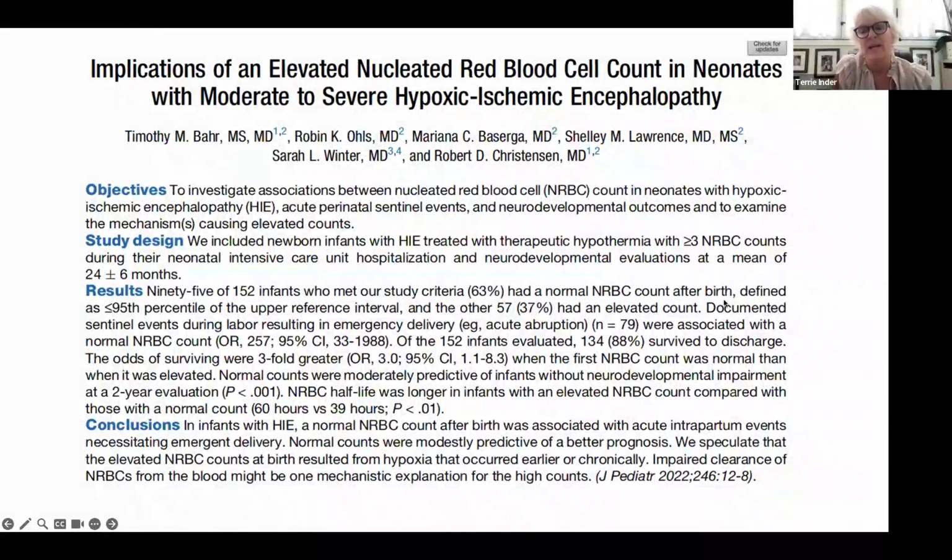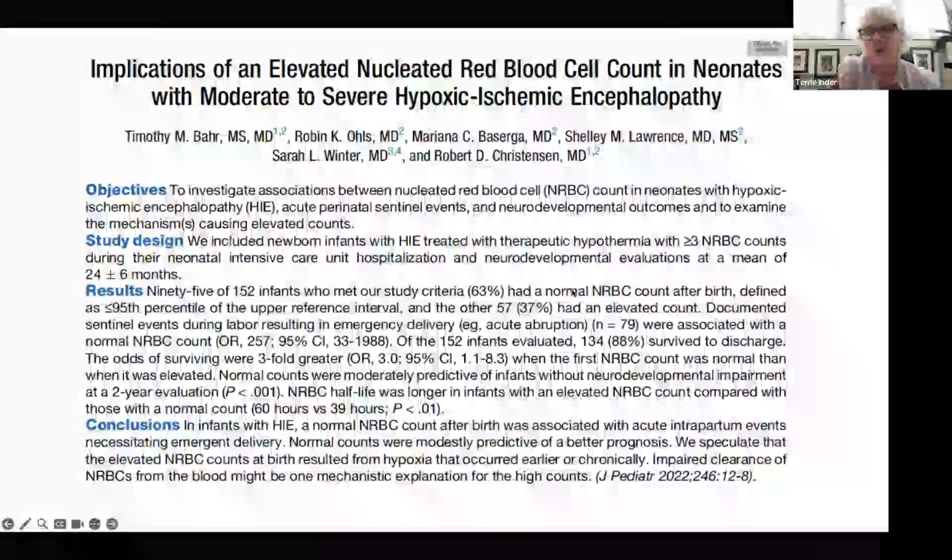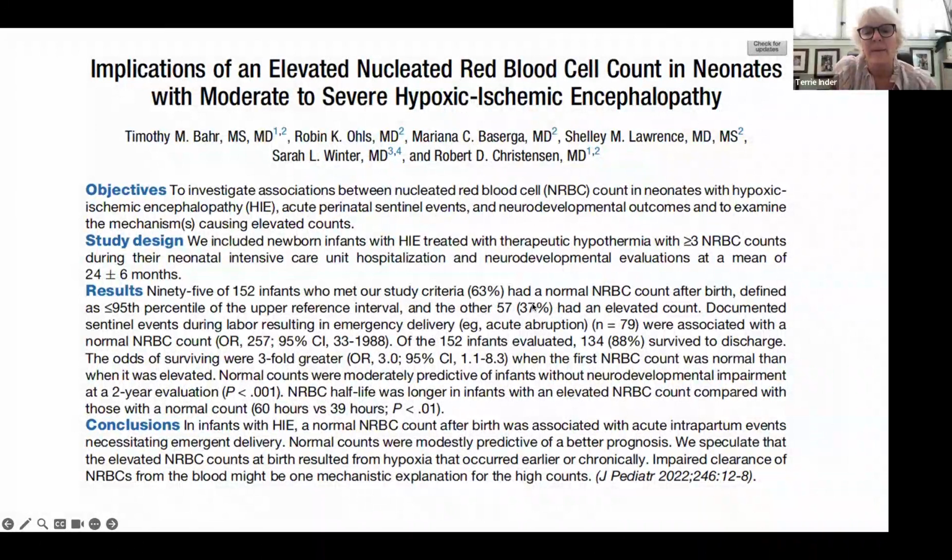And this does come up routinely on the CBC. You don't have to order it as anything extra. And in contrast, about 1/3 of the babies had an elevated count. Documented sentinel events that were resulting in emergency deliveries were always associated with a normal nucleated red blood cell count. So if it was something very acute and nothing had been going on beforehand, these kids had normal nucleated red blood cell counts. And of these babies, about 88% survived to discharge, but the odds of surviving were 3-fold greater when the first nucleated red blood cell count was normal rather than elevated.